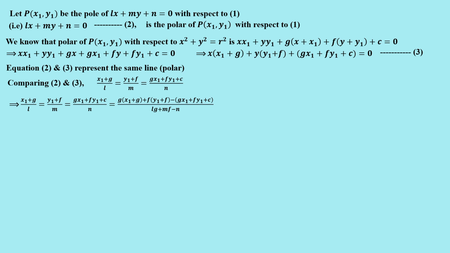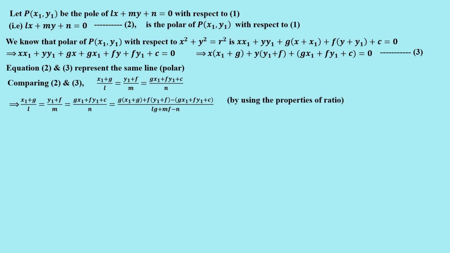Take the first one and multiply numerator and denominator by G. The first one is (x1 plus G) by L, right? There are three equalities. Taking the first one, (x1 plus G) by L, multiplying numerator and denominator by G, we get G(x1 plus G) by GL. Take the second one, multiply with F: F(y1 plus F) by Fm. Then take the third one. Adding all numerators and all denominators, all are equal. This is the property from ratio and proportion, that is why we will get this.